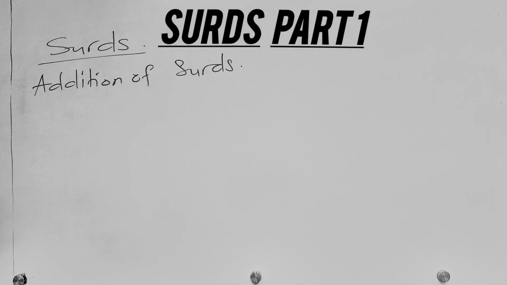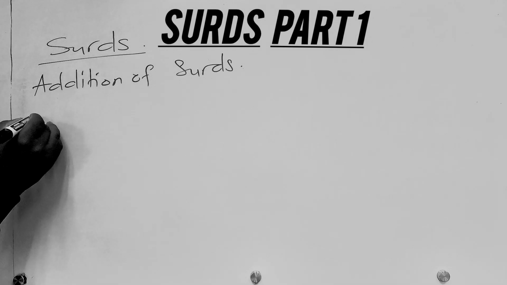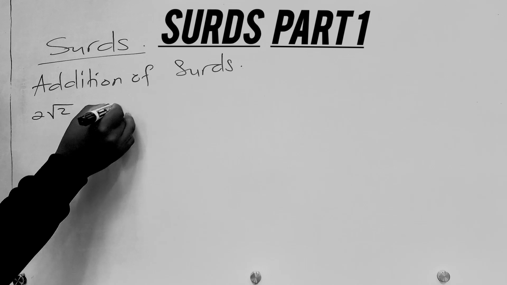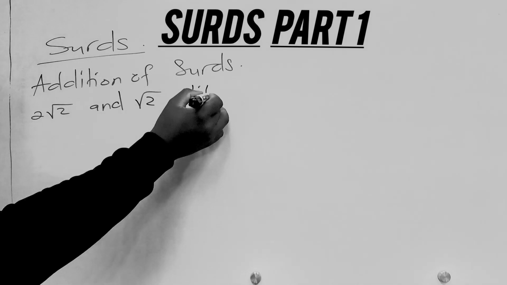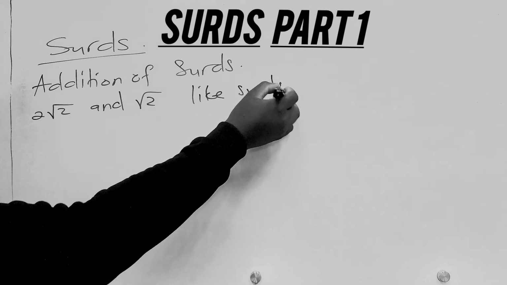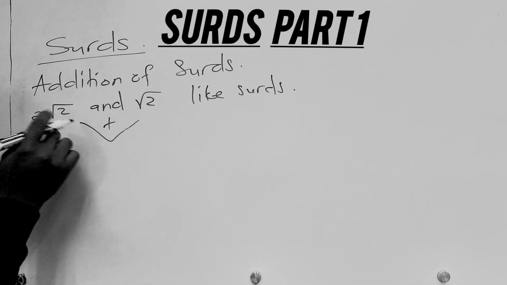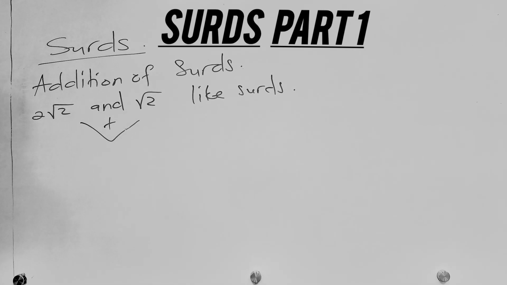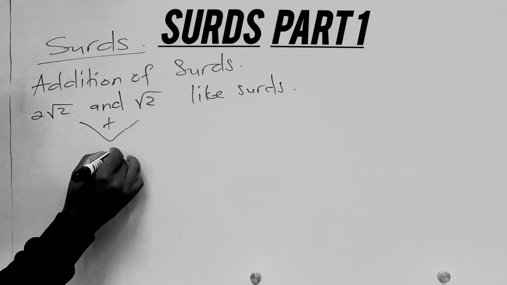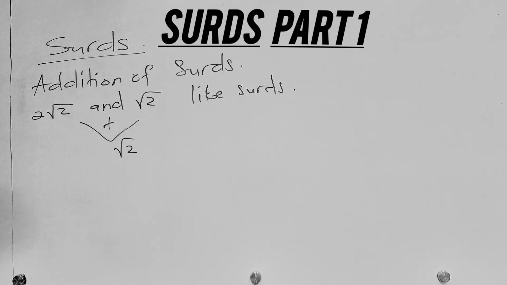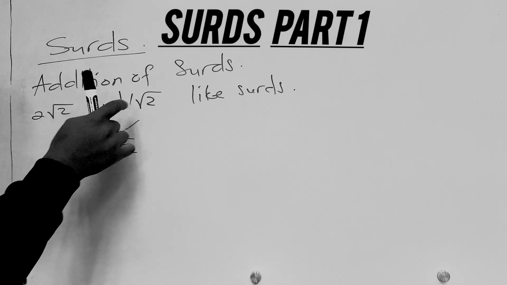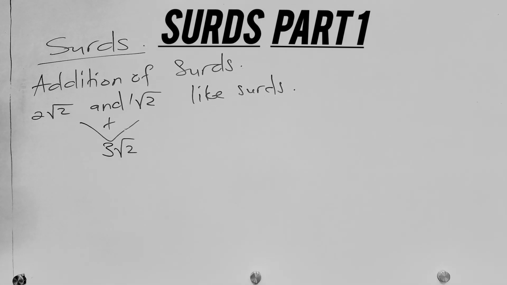Addition of surds is just like adding like terms and unlike terms. So, for example, let's have this one: 2 root 2 and root 2. These are like surds. So these ones can add each other. Then we get the answer by adding. This root 2 is like our variable. What we need to add is the coefficients, 2 plus 1, which is 3. So we have 3 root 2. So like surds add each other.